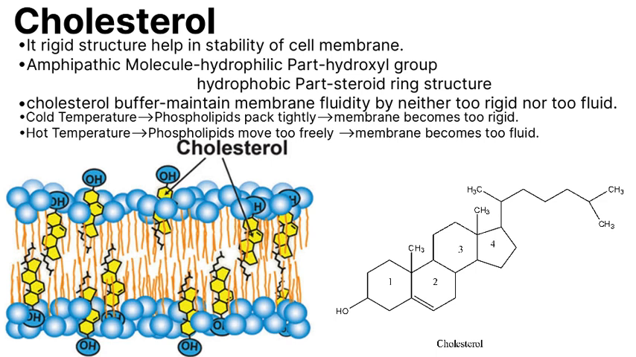Other than phospholipids, there is one more lipid present in the plasma membrane, and that is cholesterol. Cholesterol is more rigid in comparison with the phospholipids, so it helps in the stability of the cell membrane structure. Now, can you answer me why cholesterol has this rigid structure? Yes, because of its structure.